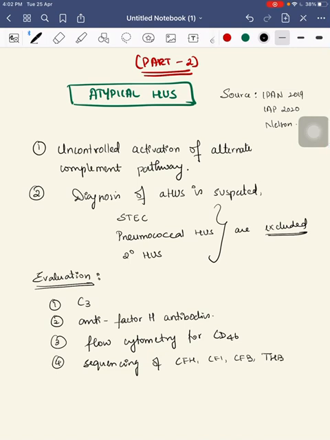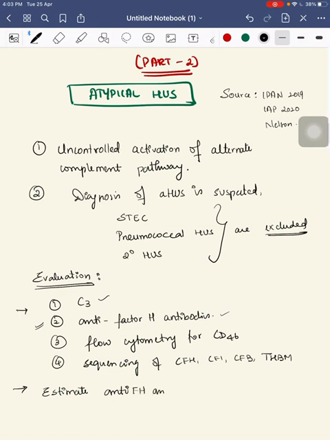Fourth, sequencing of complement factor H, complement factor I, complement factor B and thrombomodulin. Blood specimens should be withdrawn for C3 and anti-factor H antibodies prior to initiating therapy, that is plasma exchange therapy.